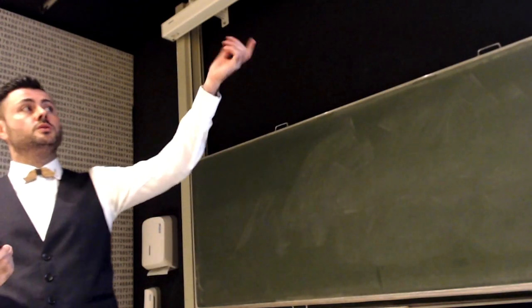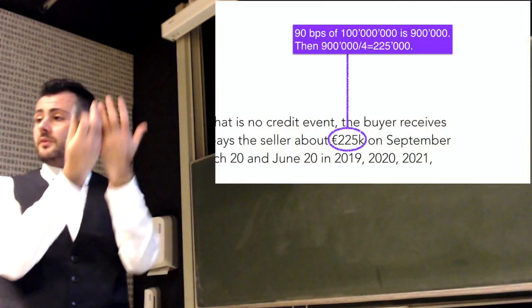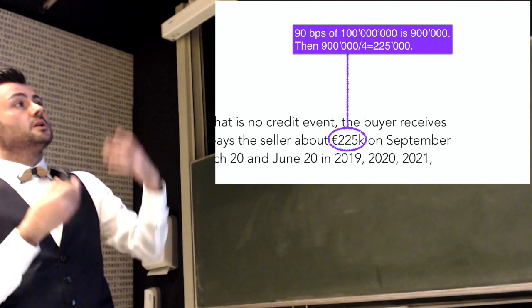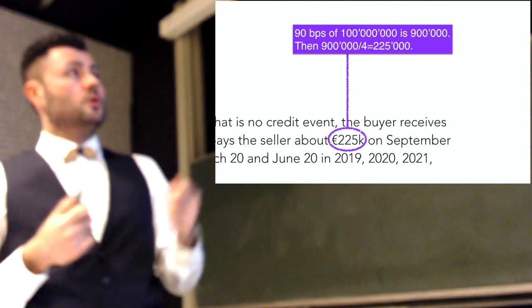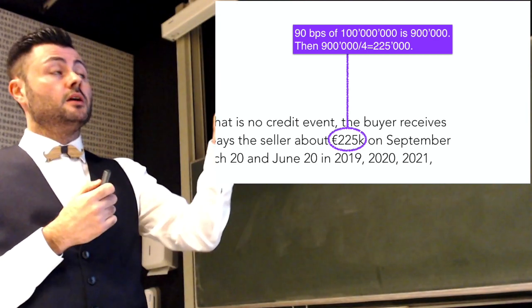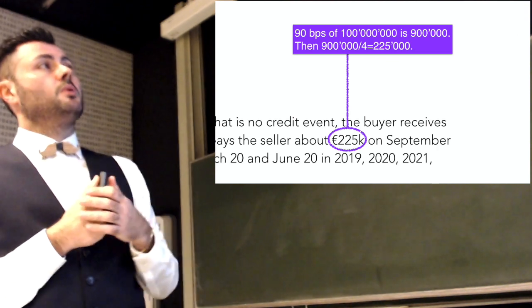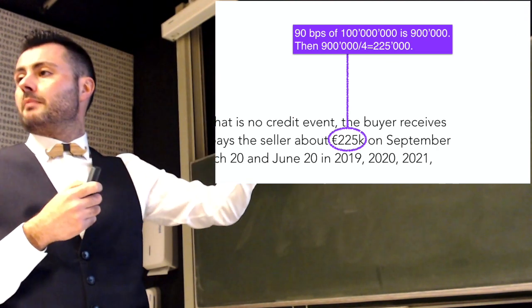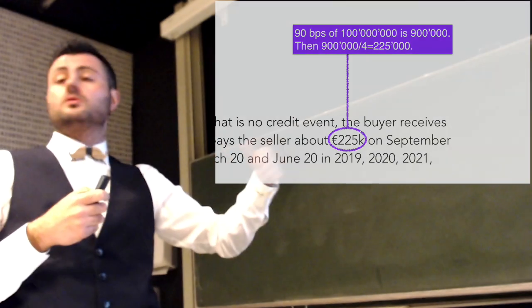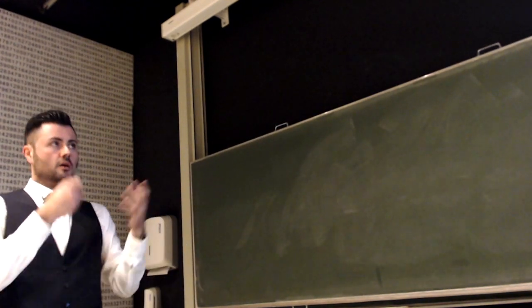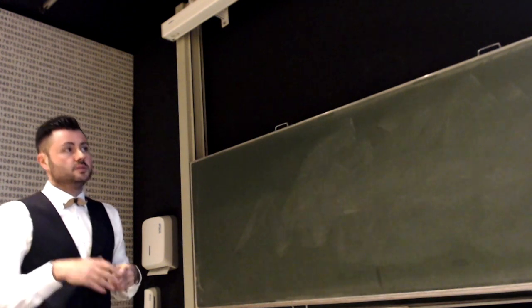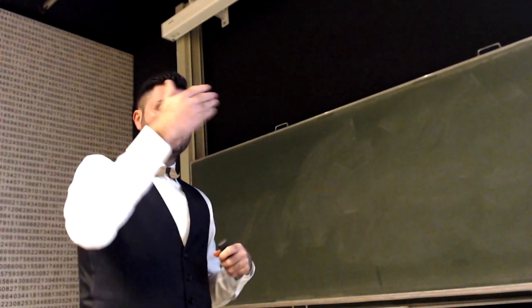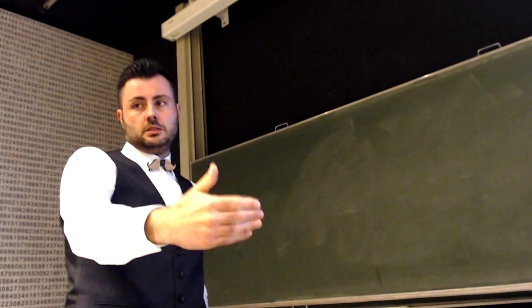You have to compute 90 basis points of the fee of the notional principal. The notional principal was 100 million. 90 basis point is 900,000, and then you split in 4 payments because these are quarterly payments. So every quarter you pay 225,000 euros to the seller, and that's every 3 months.